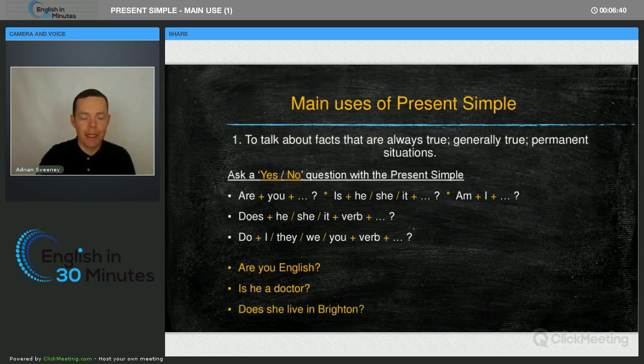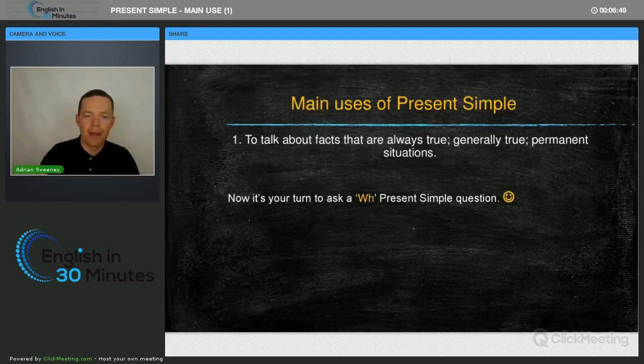Ready? Hope you said this. Does she live in Brighton? No, she doesn't. She lives in America. She lives in the United States.